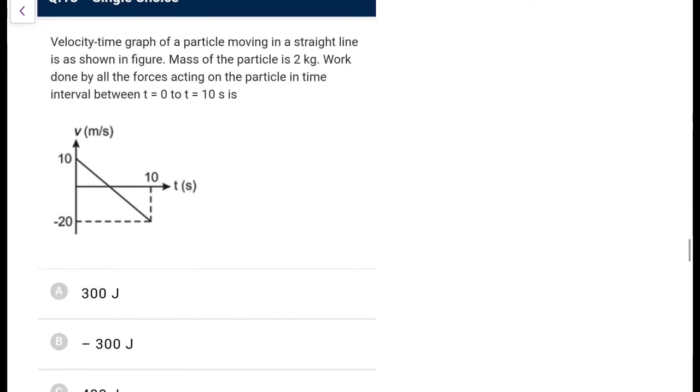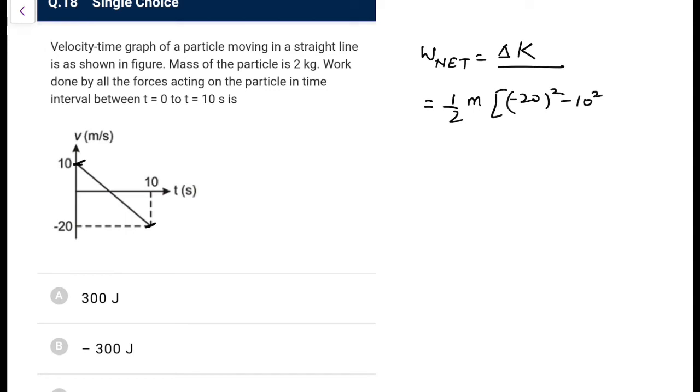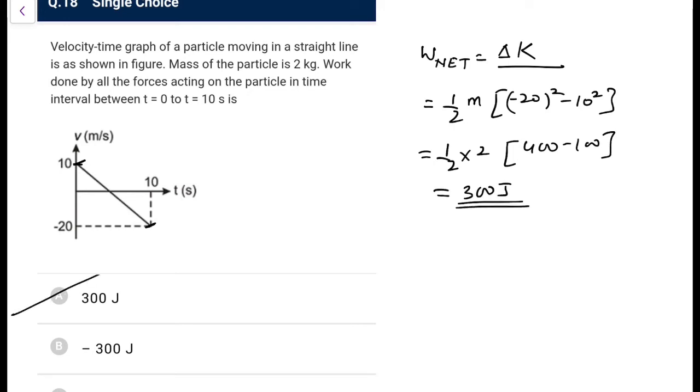Next one, VT graph of a particle going in a straight line is depicted in the figure. Mass of the particle is 2 kg, work done by all the forces. So W net, that is the work energy theorem, is delta K. At 0 the speed is 20, at 10 it is minus 20, so it is half m times final speed square minus initial speed square. 20 square or minus 20 square doesn't matter, minus 10 square. So half into 2, this is 400 minus 100, so this is 300 joules, and it is positive because the speed has increased, kinetic energy has increased, so work won't be negative, it would be positive.